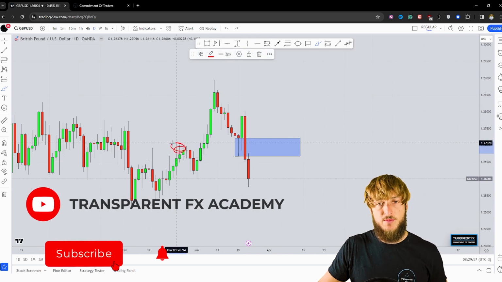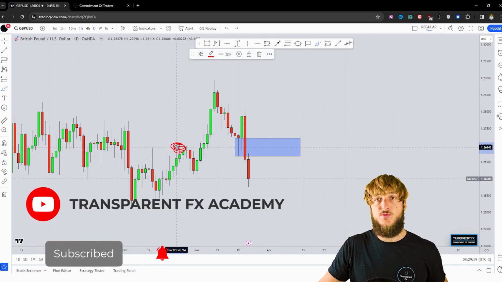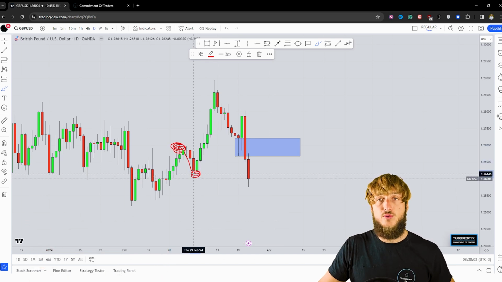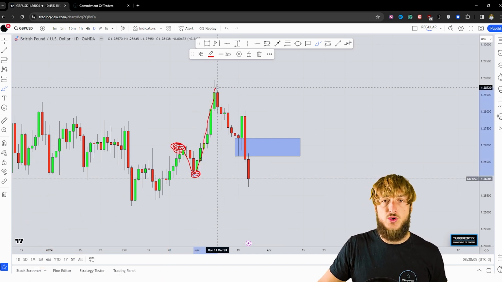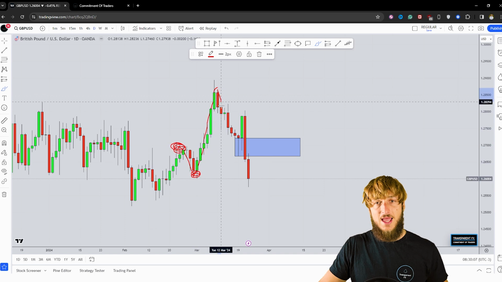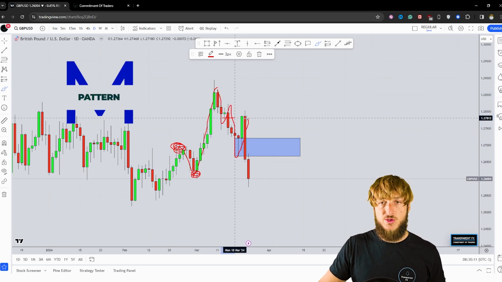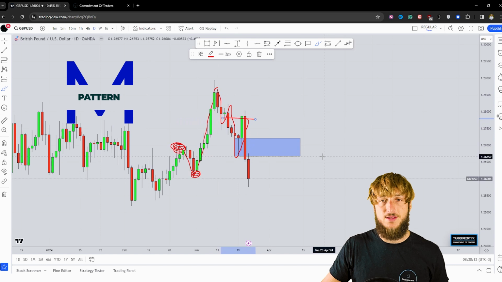I spoke about it when the market was here. I explained all the reasons for which we could expect this rejection to the downside. Then from here, I made another breakdown explaining all the reasons for which we could expect a rejection to the upside. And after the market had created this M pattern, I explained all the reasons for which we could expect a completion of the M pattern at the neckline.